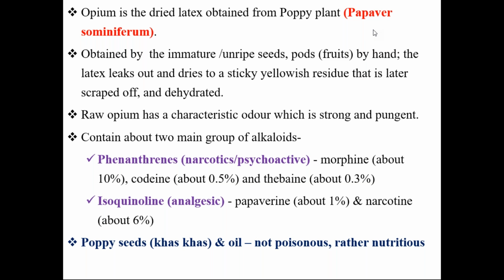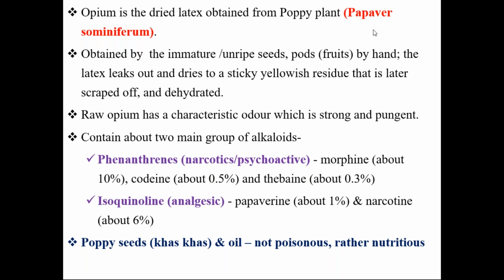The raw opium has a characteristic odor which is strong and pungent, and it contains alkaloids: morphine, codeine, and thebaine, which are phenanthrines, and papaverine and narcotin, which are isoquinolines. No need to remember phenanthrines and isoquinolines; you can remember the names of the alkaloids. Morphine, codeine, thebaine, papaverine, and narcotin. Morphine is the most abundant in opium.